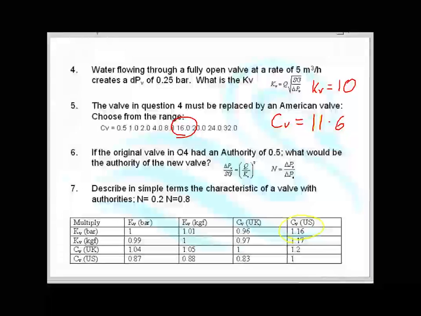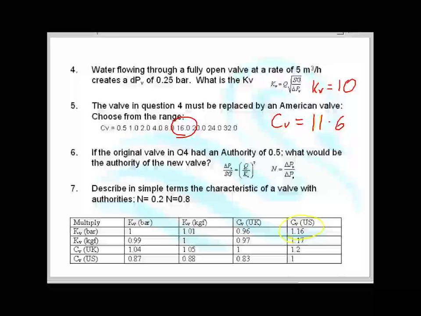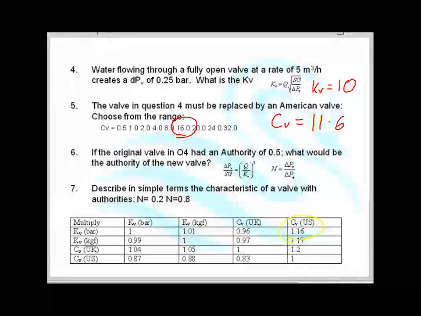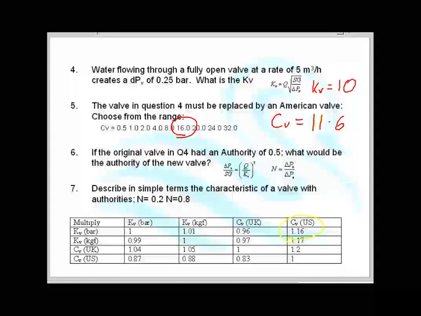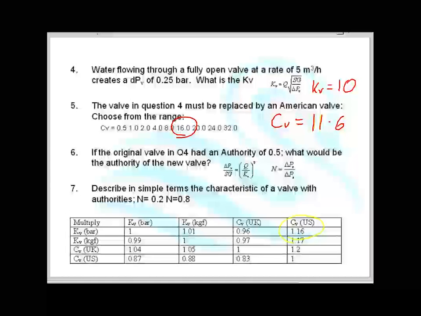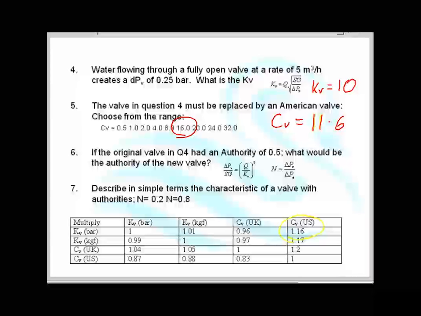Okay. Next question is a difficult question, and I might work through that one all together. The next question is, if the original valve in Q4 had an authority of 0.5, what would be the authority of the new valve? Okay, I'm going to work through that with us. So the original valve, I'm going to have to go back and look at that. The original valve had an authority of 0.5.